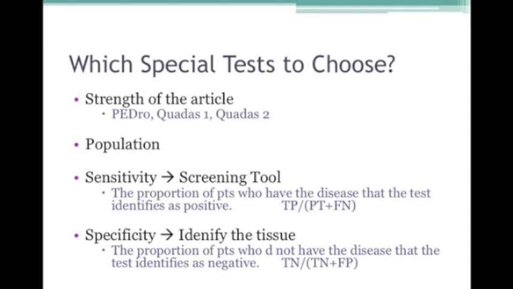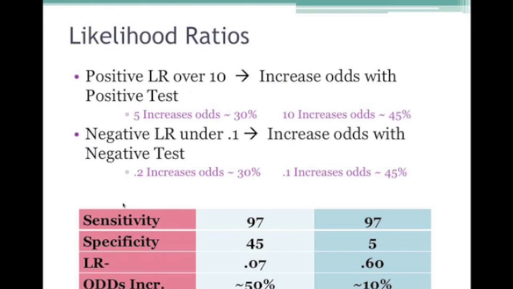Next is stats. Sensitivity, a sensitive test being a good screening tool, a specific test being a good tool to identify what tissue is pathological. Likelihood ratios you can't forget about either, and the positive likelihood ratio is something we're looking for that's going to be over 10, and a negative likelihood ratio is going to be under 0.1. But I'm not going to talk about them much here, even though I do consider them when I read articles.